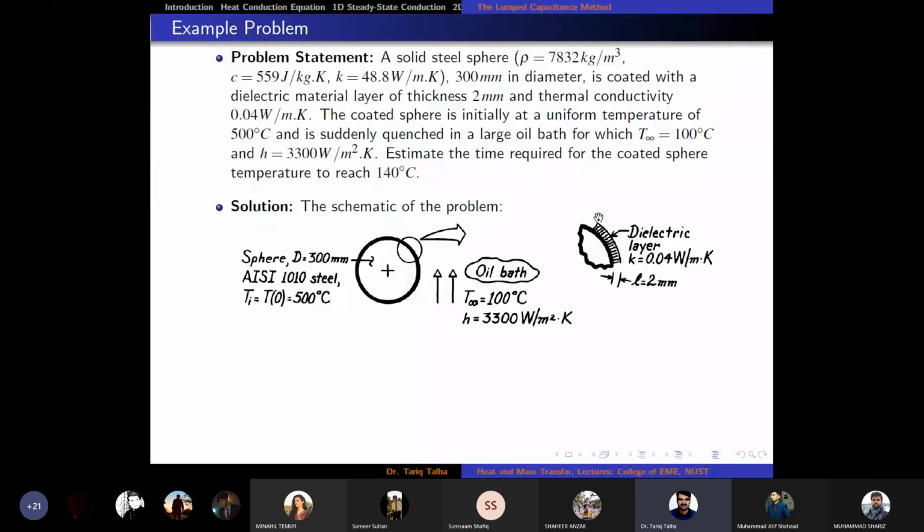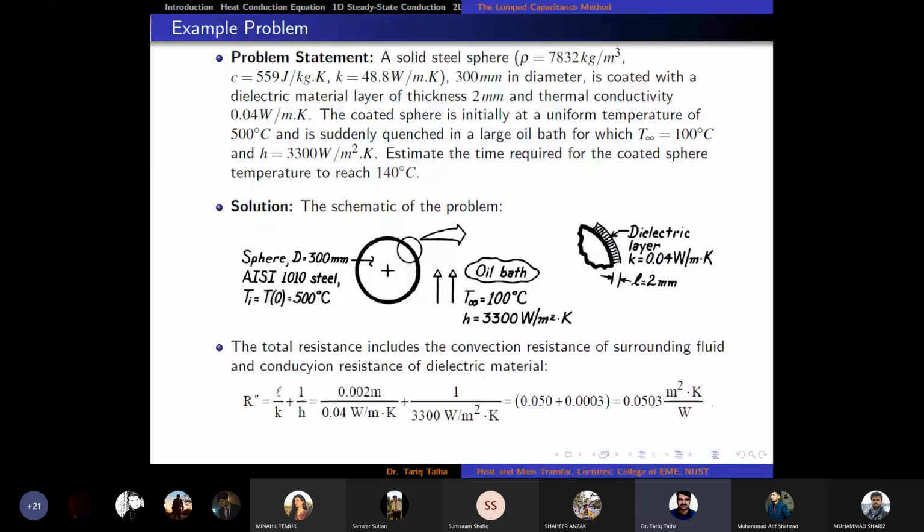This is the schematic we have got here. The sphere has a dielectric material, so the heat which is going to be conducted away from this sphere would have two resistances. One is the conduction resistance of the dielectric material, and the second is the convection resistance. So we need to calculate the total effect of these two resistances. For that we would calculate the U value, which is the overall heat transfer coefficient.